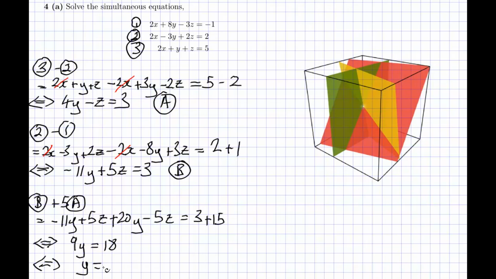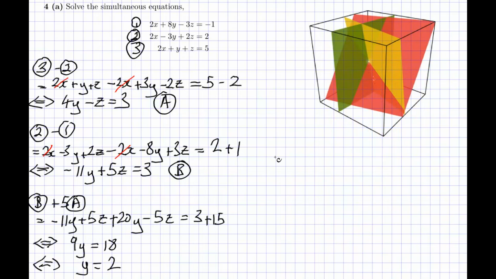So y is equal to 2. Now, using this knowledge that y is equal to 2, I can figure out what z is. So, going back to equation A, I now know what y is, so I can substitute that in. So I get 4 times 2 minus z is equal to 3. So that tells me that z is equal to 5.